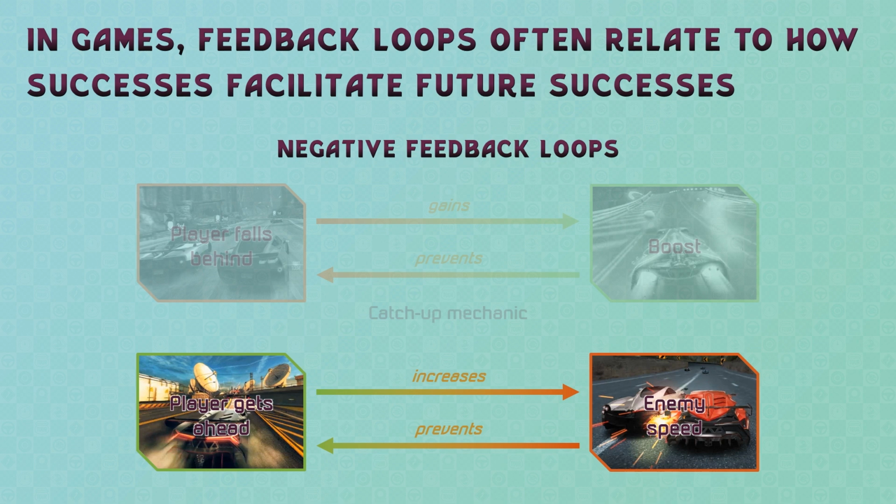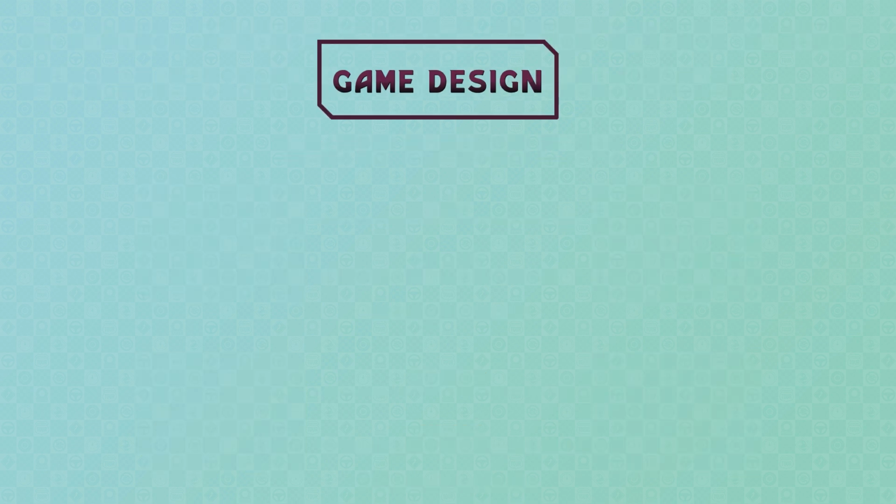But more generally, a negative feedback loop like this would be a holdback mechanic that prevents the player from becoming a runaway leader and instead gives the enemies a chance to come back. Now that you know about some basic applications of feedback loops in video games, let's talk about where feedback loops are situated in a scheme of game design.